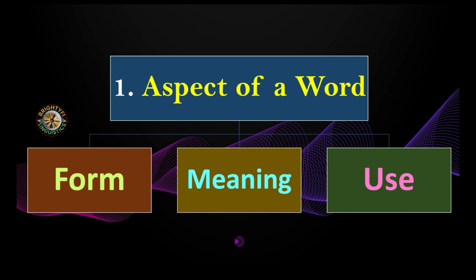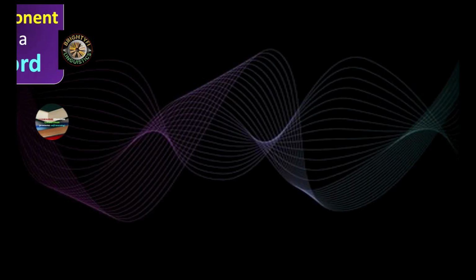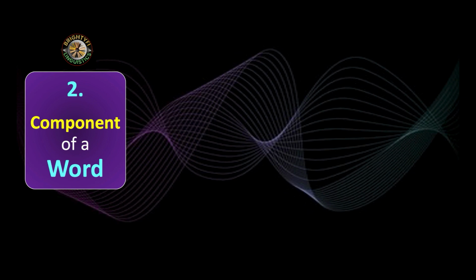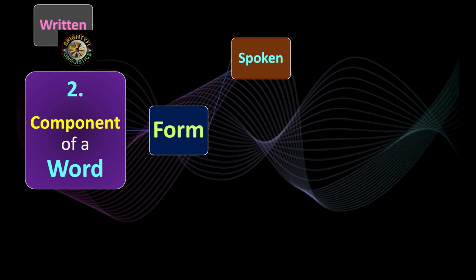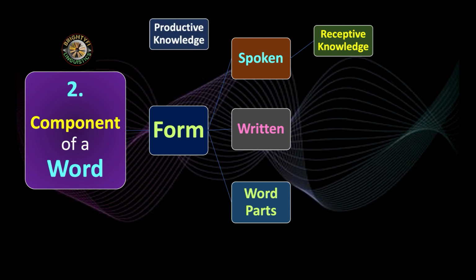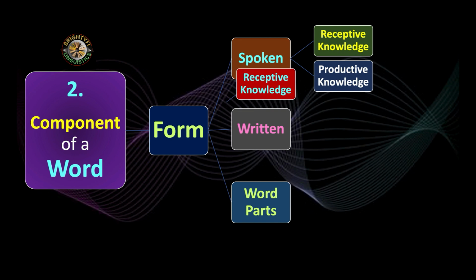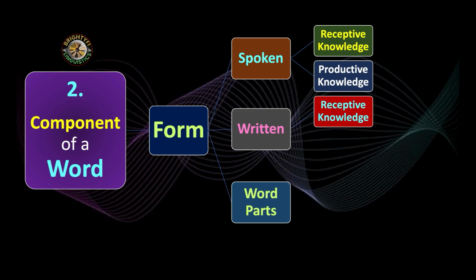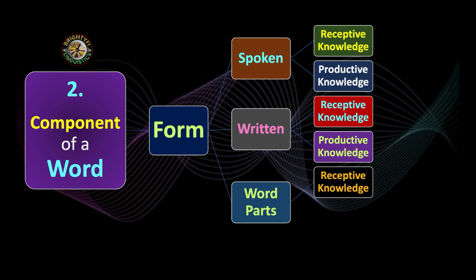Now we will talk about the form of a word. So let's talk about first component of a word. When we say component of a word, the first component of a word is form. Here we have a spoken form of a word, we have written form of a word, and we have word parts. Together all these 3 elements help us in forming a word. Further, a spoken form of a word has 2 parts. The first one is receptive knowledge and the second one is productive knowledge. Likewise, in the written form of a word, we also have receptive knowledge and productive knowledge. And in the same manner, word parts also have the 2 aspects, that is receptive knowledge and productive knowledge.